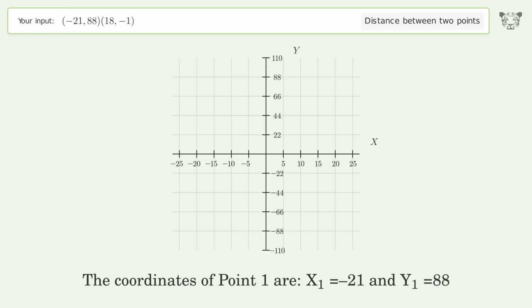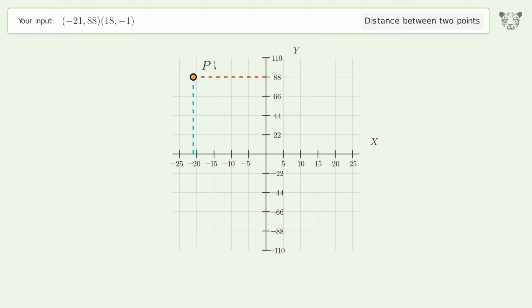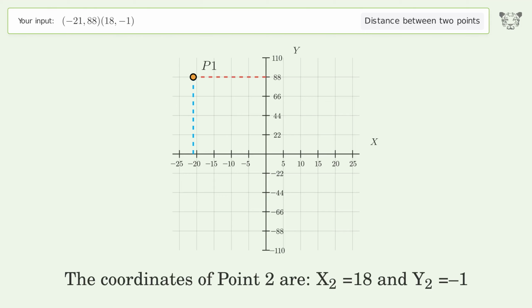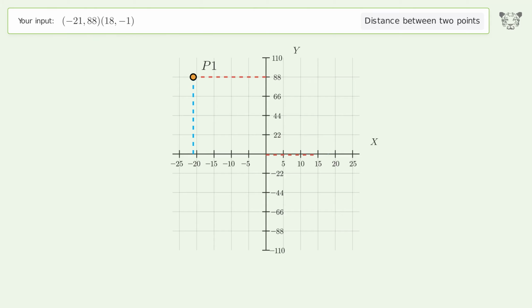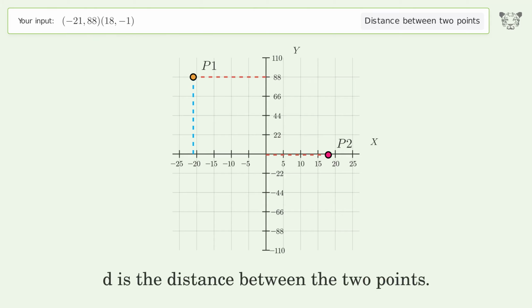The coordinates of point 1 are x1 equals -21 and y1 equals 88. The coordinates of point 2 are x2 equals 18 and y2 equals -1. D is the distance between the 2 points.